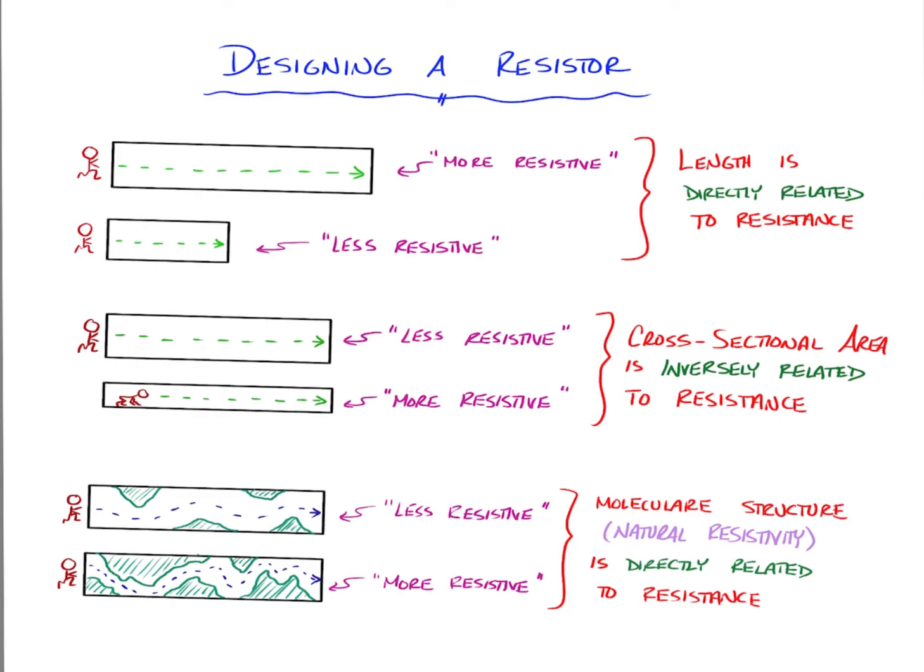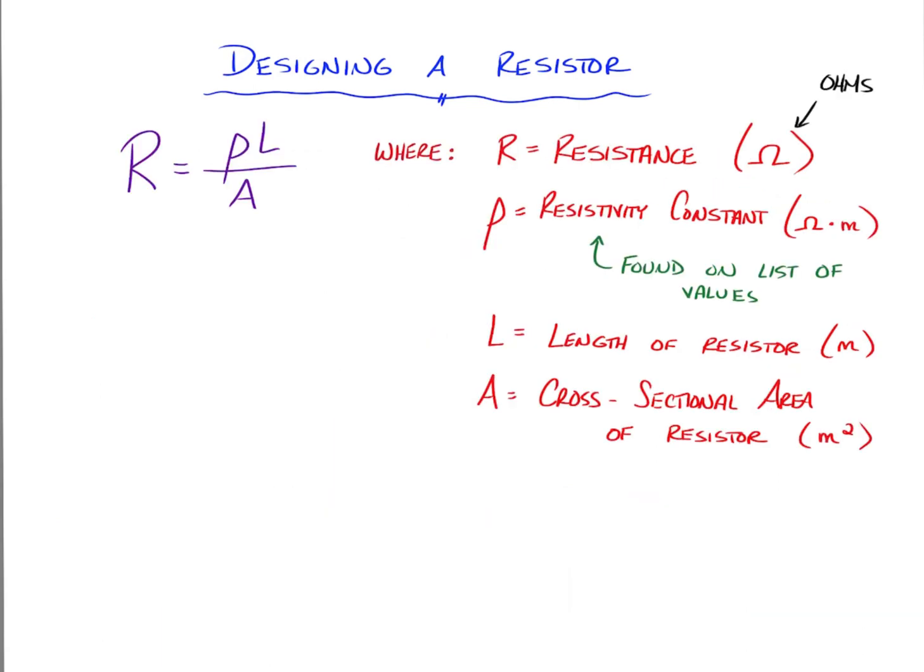So now that we have a visual understanding of this, we can take a look at the actual equation. If you want to design a resistor, you're going to use the following equation. R equals rho L divided by A, where rho is the Greek symbol that looks like a P. R is the resistance. The unit for resistance is the ohm, O-H-M. It's like an upside down horseshoe kind of symbol. It's the omega symbol in Greek. So R is resistance measured in ohms.